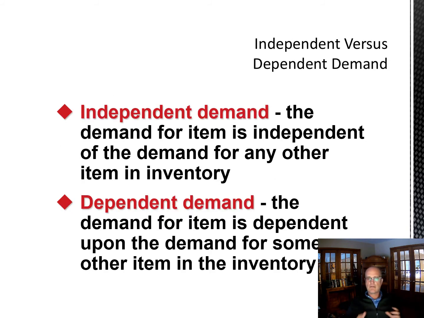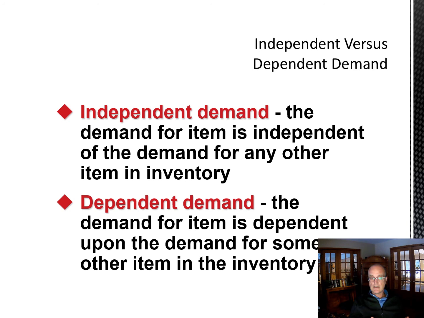So let's talk a little bit about the types of demand for inventory. First thing I would cover is independent demand. In independent demand, the demand for an item is independent of the demand for any other item in inventory. So the demand for apples is independent of the demand for Band-Aids in a grocery store. And so we don't have to think about the demand of one when we think about the other. If we have dependent demand, the demand for an item is dependent on the demand for some other item in inventory.